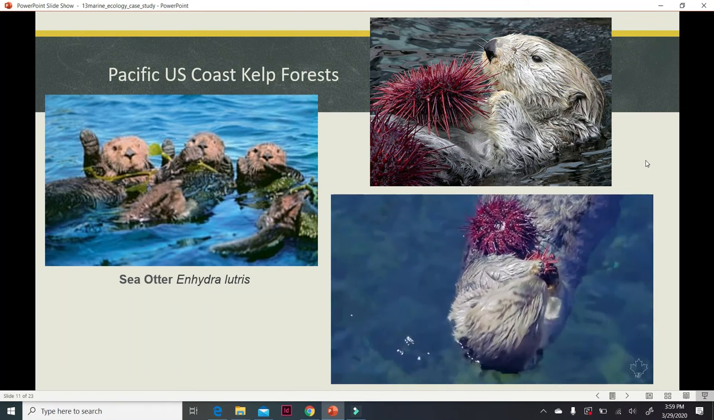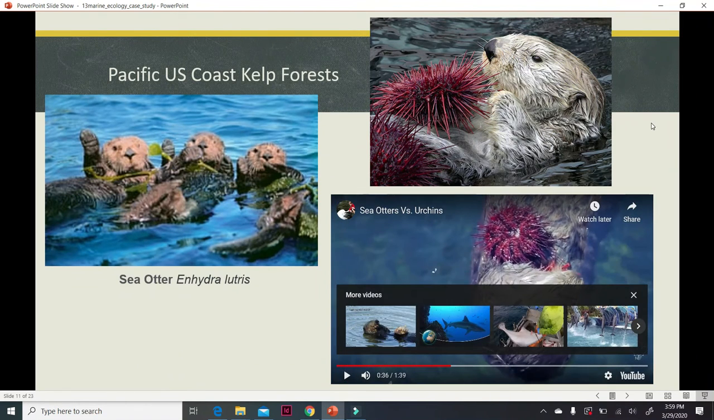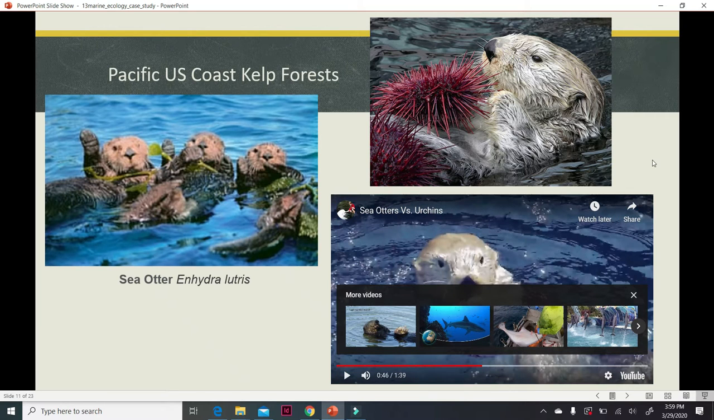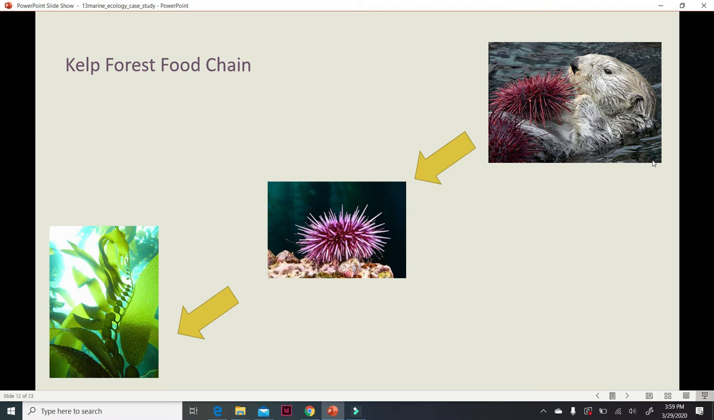Okay. Sorry. Stop playing. There we go. All right. So this is the next level up in the food chain. So we had the primary producers, the photosynthesizers, which were the kelp. We had the herbivores, which were the purple sea urchins. And now we have carnivores above that, which are our sea otters. So this is what a simple food chain might look like if we're thinking about the kelp forest, where we have kelp at the bottom, we have sea urchins feeding on the kelp, and then we have sea otters feeding on the sea urchins.